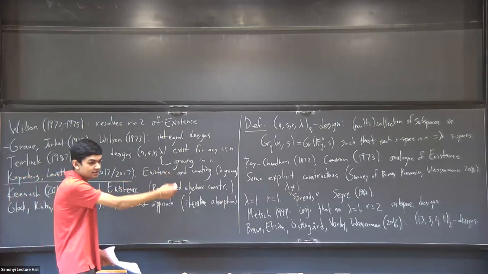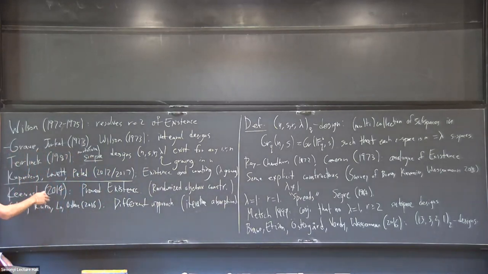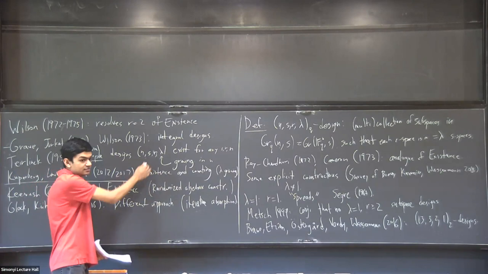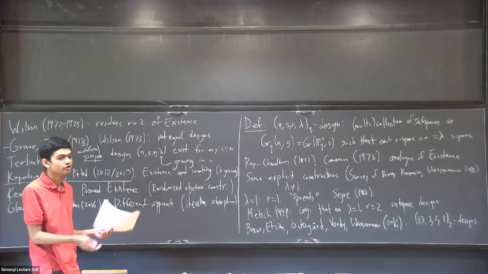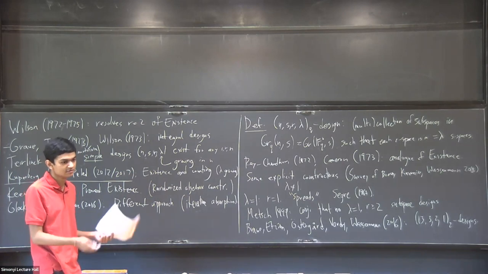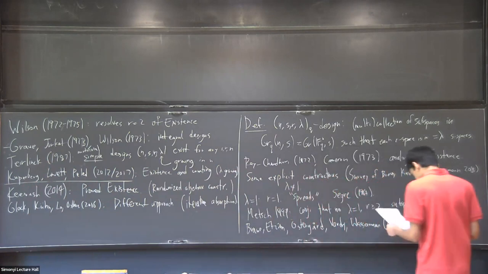In this setting, in particular, it does give you a Teirlinck-type result on simple designs, but again, this lambda is going to be something that's growing. This time, instead of being polynomial in N, it'll be polynomial in Q to the N. You can think of Q to the N as a natural base parameter here. All right.